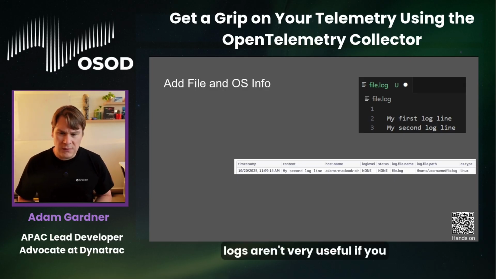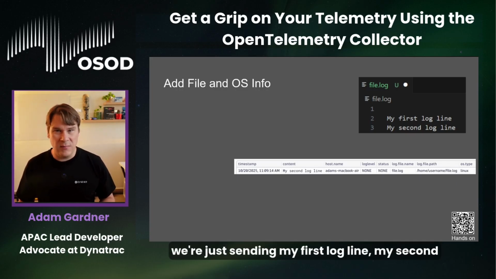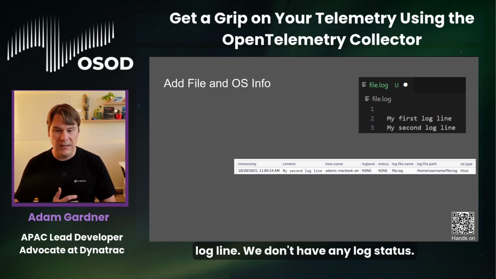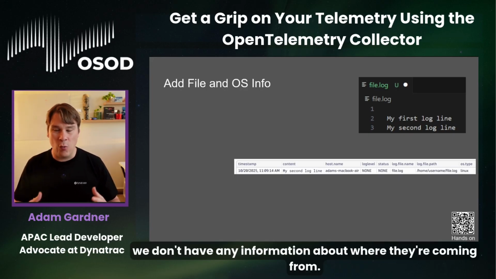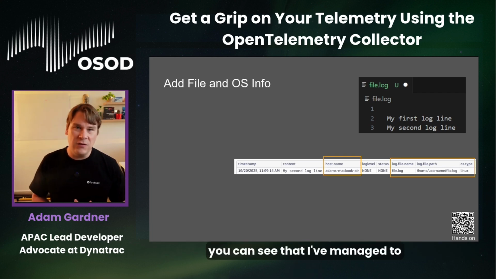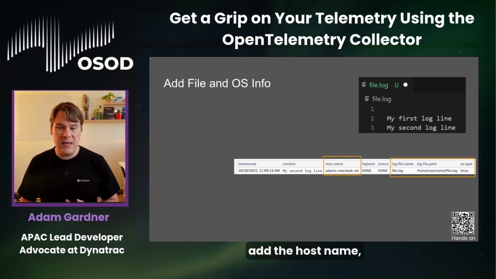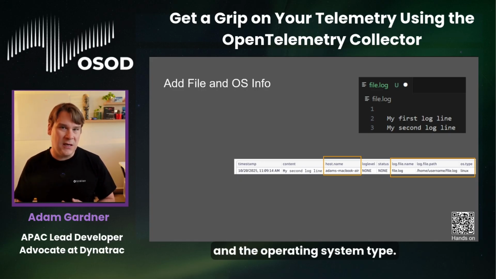Now, logs aren't very useful if you don't know where they're coming from. I mean, we're just sending my first log line, my second log line. We don't have any log status. By default, we don't have any information about where they're coming from. So here you can see that I've managed to add the host name, the log file name, the log file path, and the operating system type.